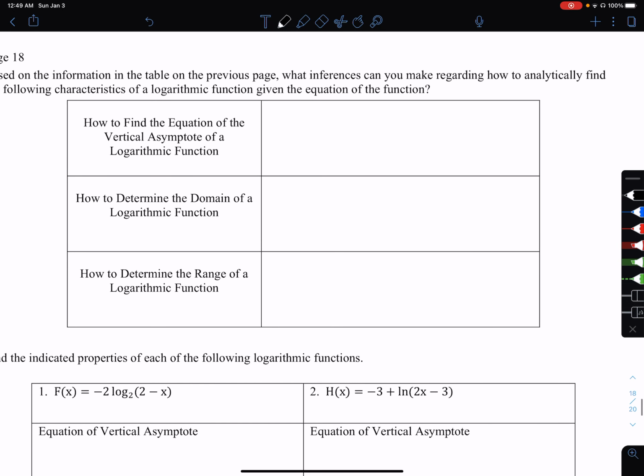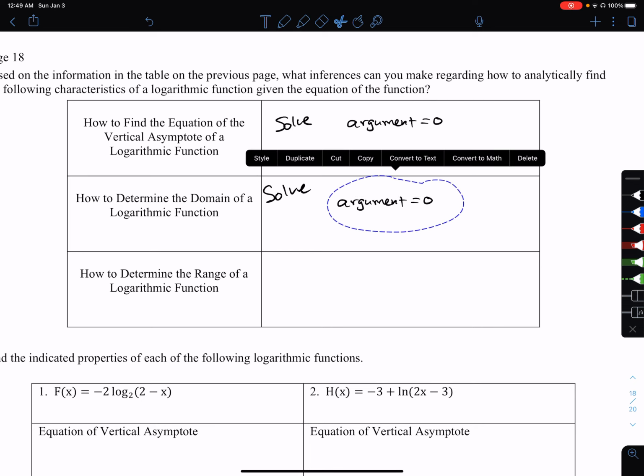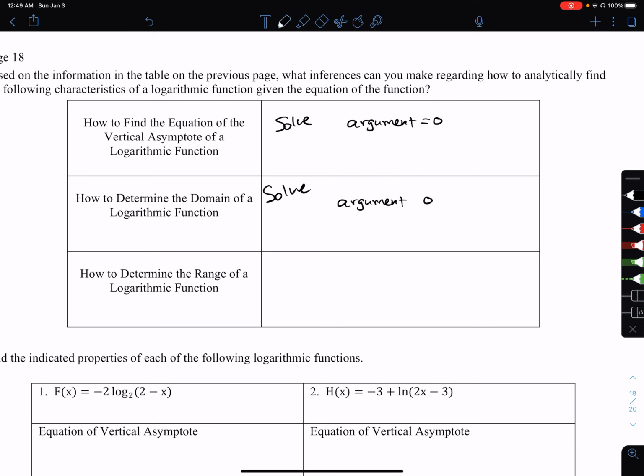Well, it's actually pretty simple. You solve an equation by setting the argument equal to 0, and that will give you the equation of the vertical asymptote. How do you determine the domain of a logarithmic function? Well, you once again solve an equation where you set the argument greater than 0. That will be your domain.